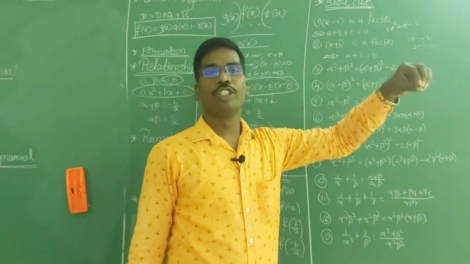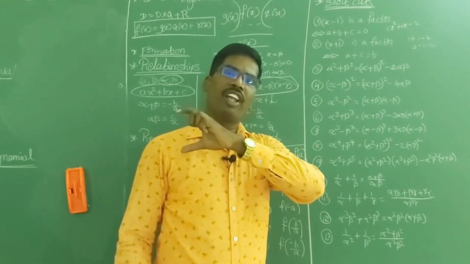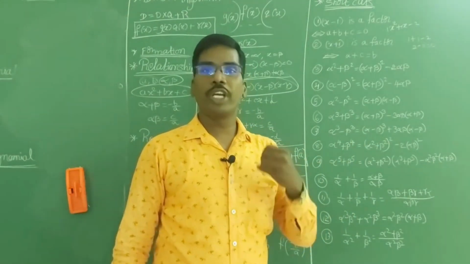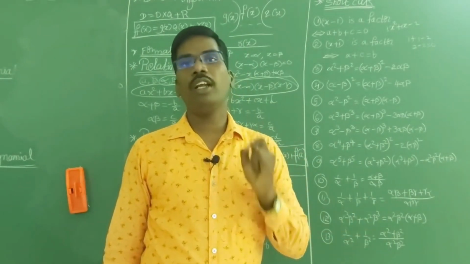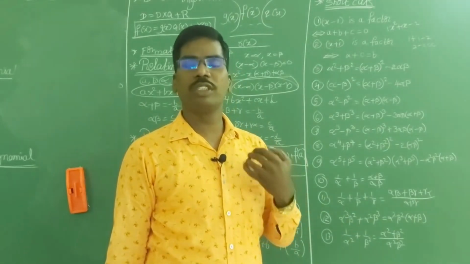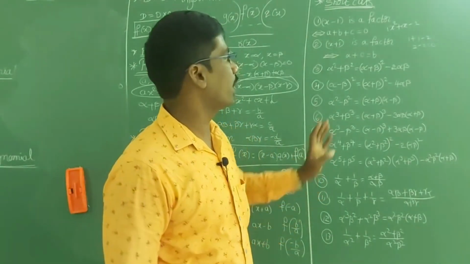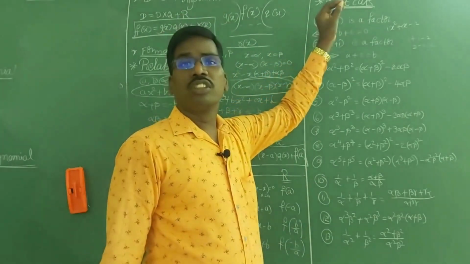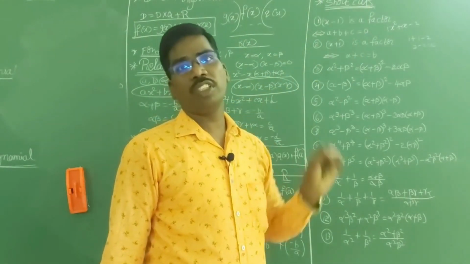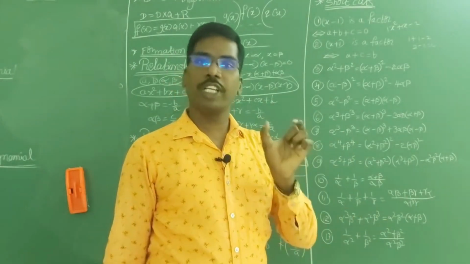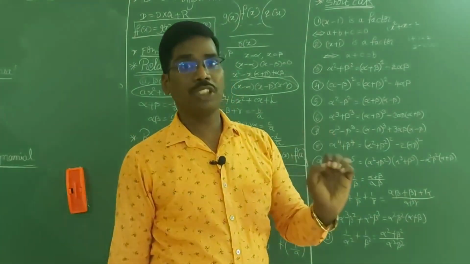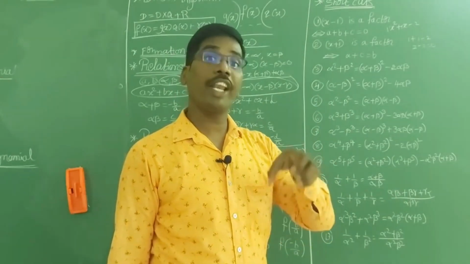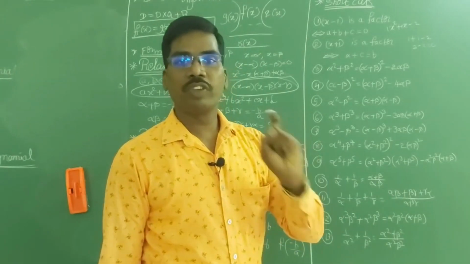That is a shortcut. So if a very big polynomial is given and you add all the coefficients and you get 0, then when they ask which of the following is a factor, simply you write x minus 1. Next, if the sum of the coefficients of the even powers and the sum of the coefficients of the odd powers in a polynomial are equal, then x plus 1 is a factor.